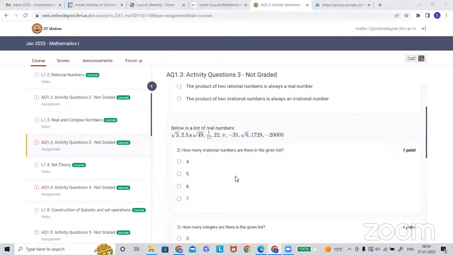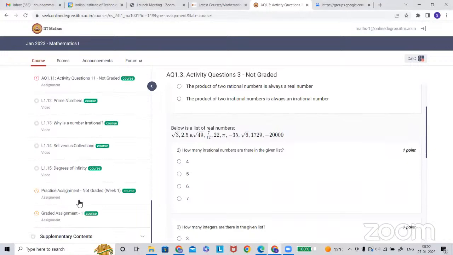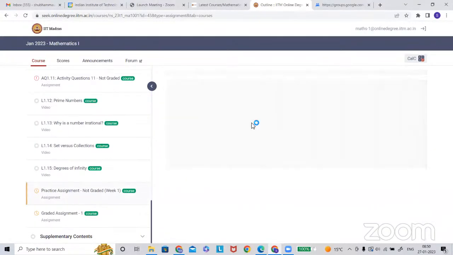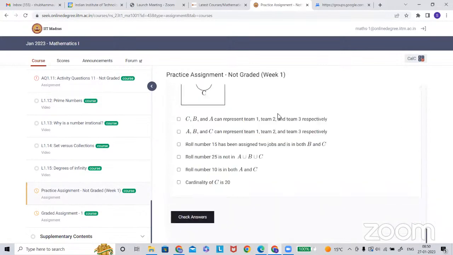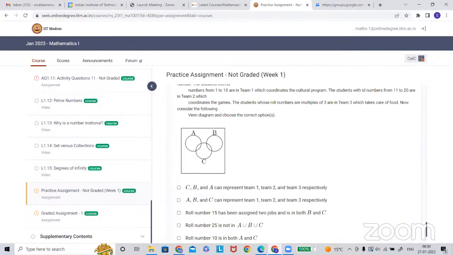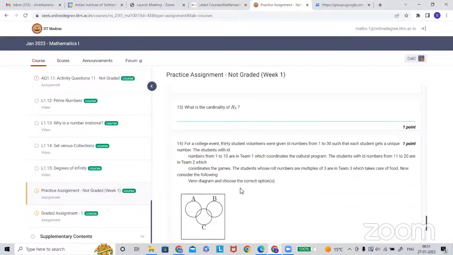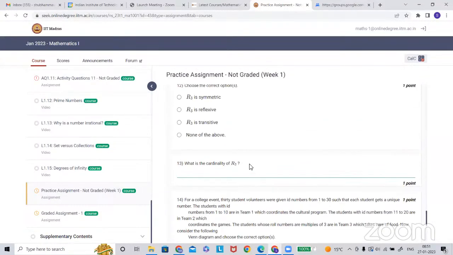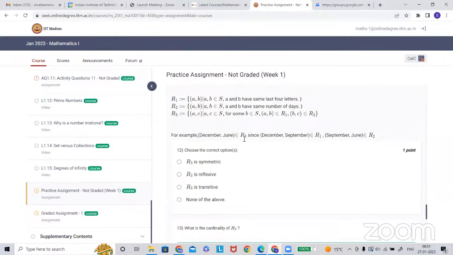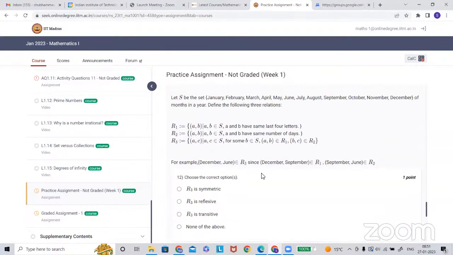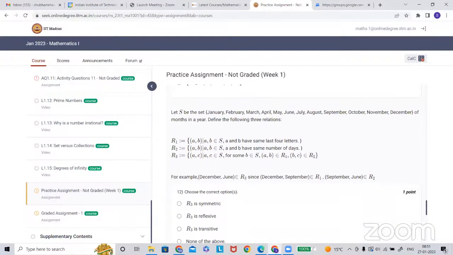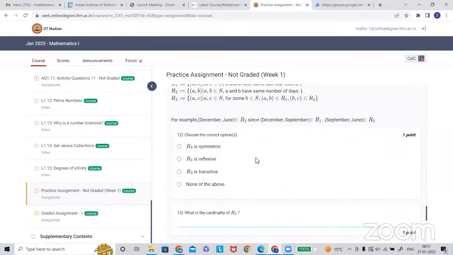Okay, Prathamesh. Hello, good morning, sir. Can you go to the practice assignment? The last question of the practice assignment. It is about months. I didn't understand how the partition property of the equivalence works. This one? No, sir, the one before this. Yeah, this one. This and 13, sir. 12 and 13. Okay.